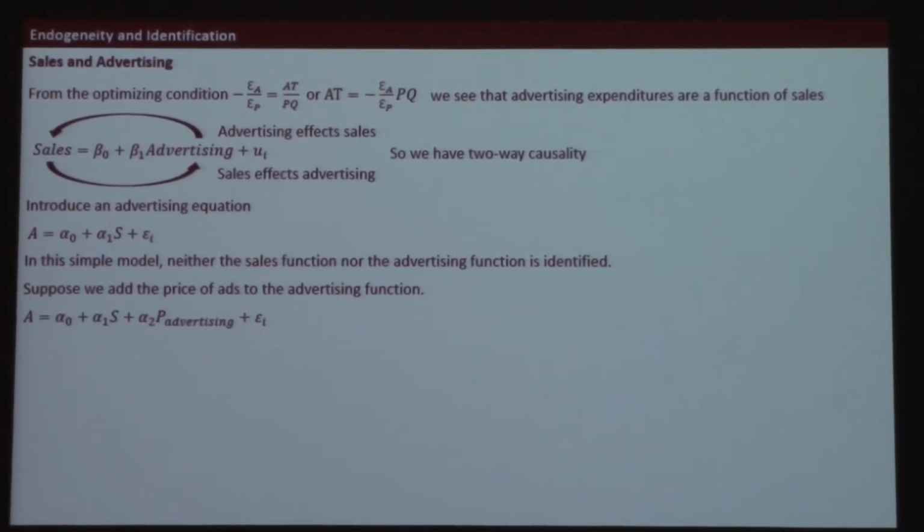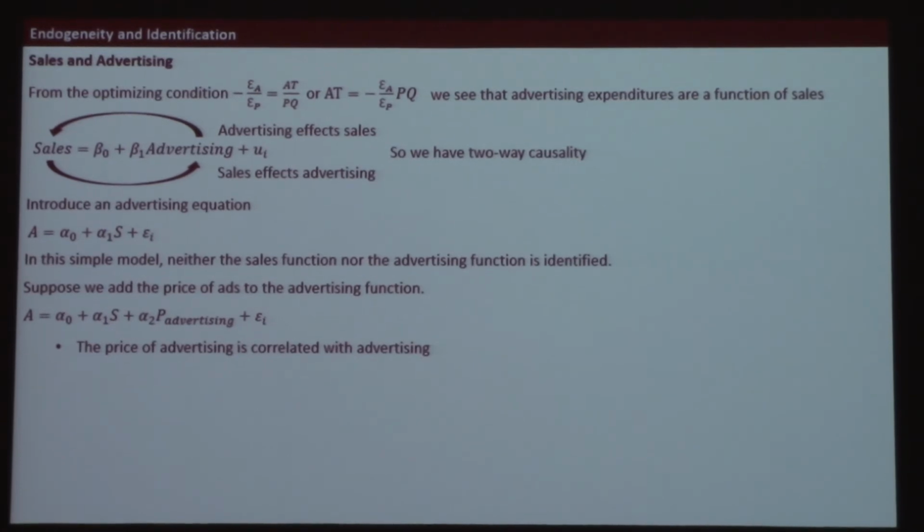That shifter is going to be the price of advertising. The price of advertising is our instrument. It's correlated with advertising. Clearly, as the price of advertising increases, we'll buy less advertising. As it decreases, we'll buy more advertising. So they're clearly correlated.